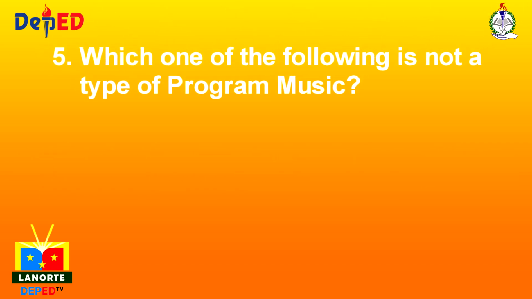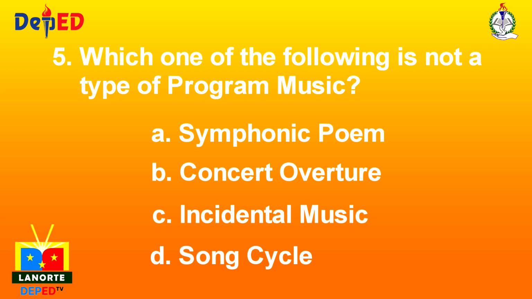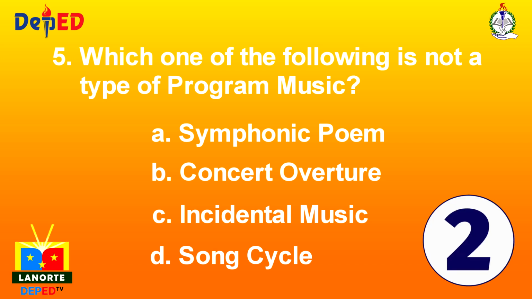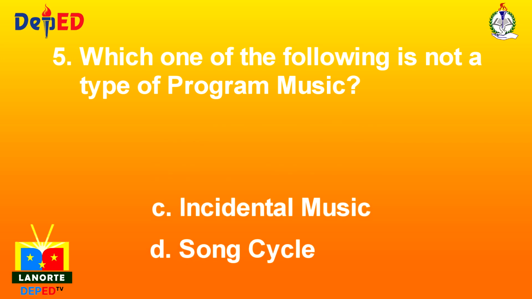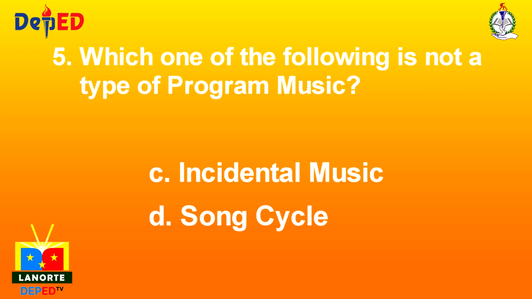Number 5. Which of the following is not a type of program music? A. Symphonic poem, B. Concert overture, C. Incidental music, D. Song cycle. The correct answers are C and D. Incidental music and song cycle.